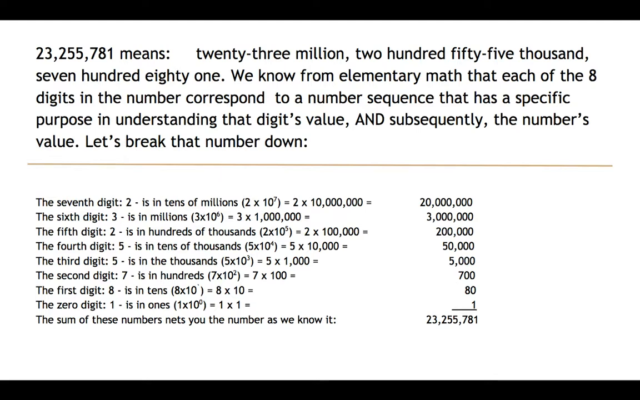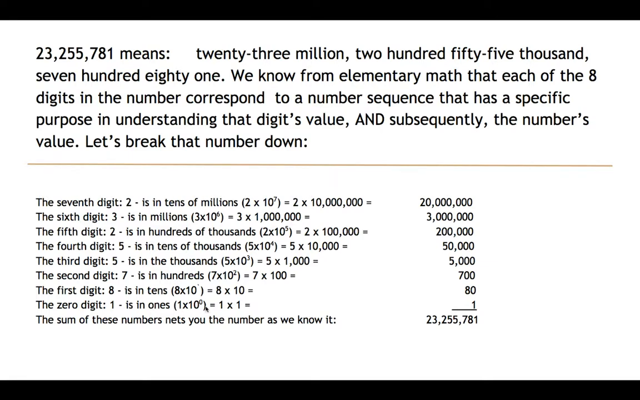Next digit, 2, is 200,000. 10 to the 5th times 2 is 200,000. 5 is in tens of thousands, 5 times 10 to the 4th. Notice that the number in the exponent is the same as the number of zeros that follow it. 5 times 10,000 is 50,000. 5 is in the thousands, 10 to the 3rd. 5 times 1,000 is 5,000. 7 is in hundreds, 10 to the 2nd, 700. 8 is in the tens, 10 to the 1st. Notice there's no number up there. You don't have to because it's represented by just the number itself. 8 times 10 is 80. And then ones is 1 times 10 to the 0.